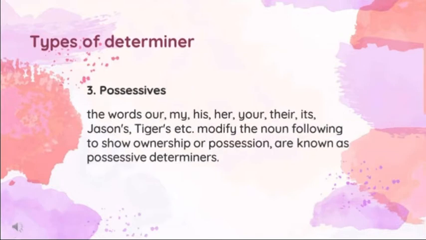The third is possessive. The words our, my, his, her, or etc. modify the noun following to show ownership or possession, and are known as possessive determiners. Example, is that car yours? Yours is a possessive determiner followed by the noun house which it modifies.